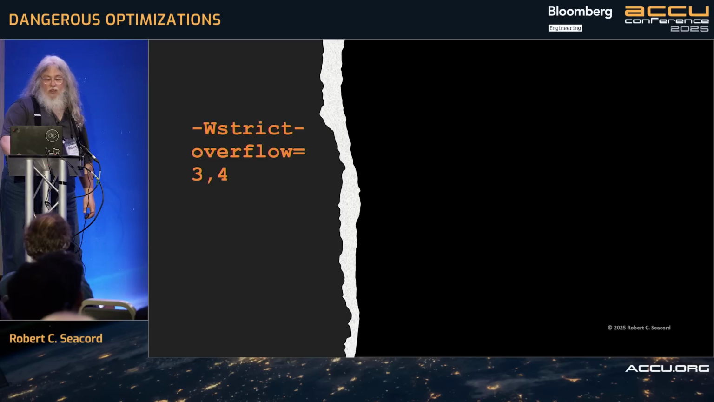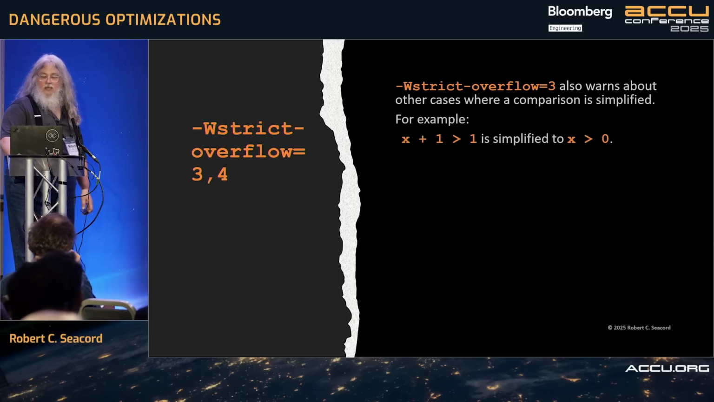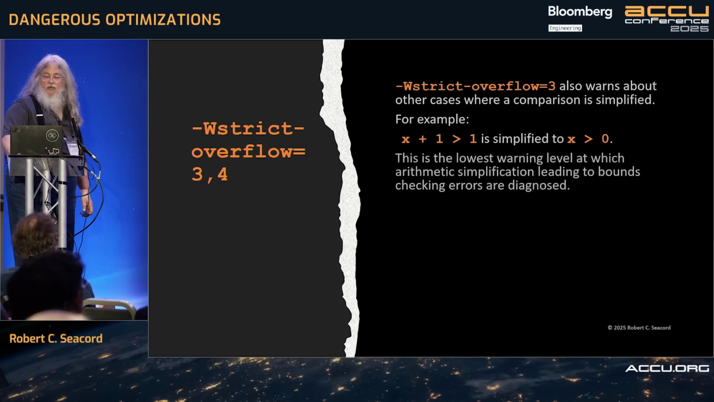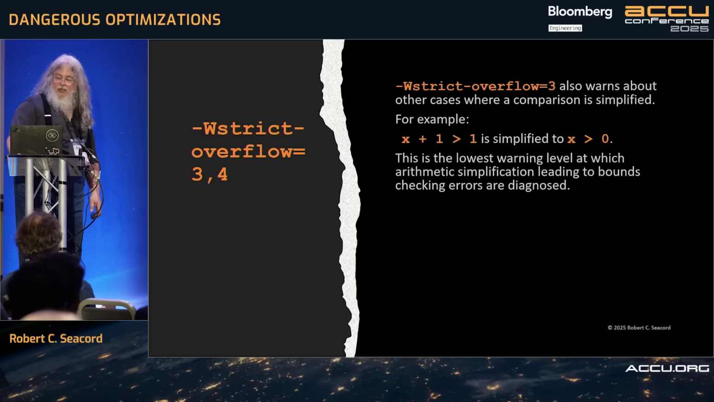So at 3 and 4, 3 warns about other cases where comparison is simplified. So for example, x plus 1 greater than y simplified to x greater than or equal to y. So this is the lowest level that the problem will be diagnosed, but now it's sort of unreliable because GCC doesn't maintain this, starting with version 8 of the compiler.